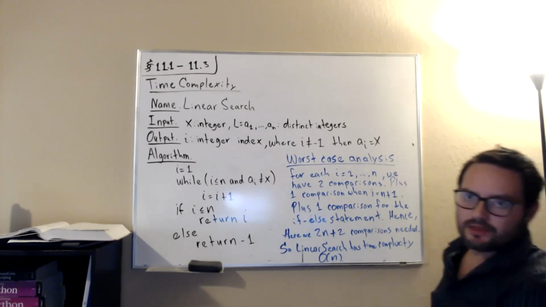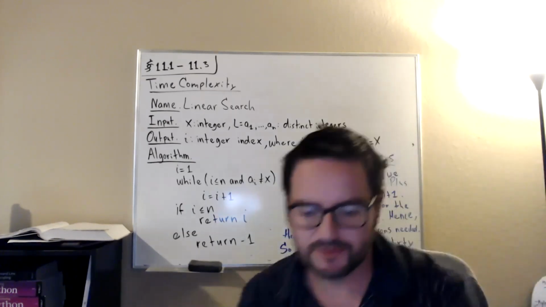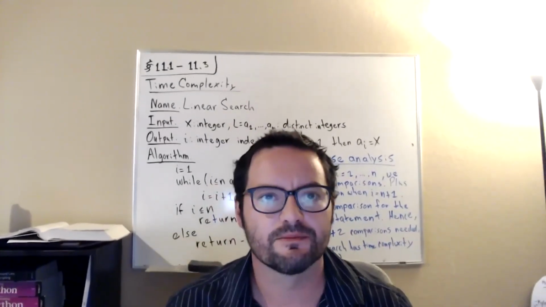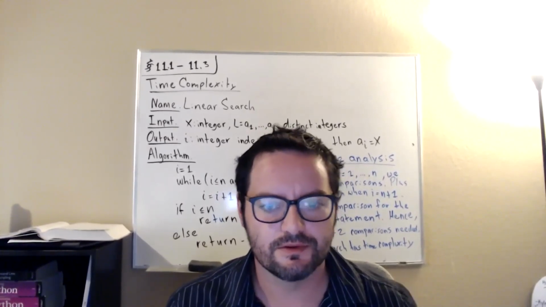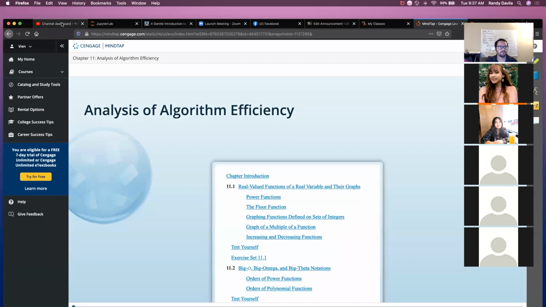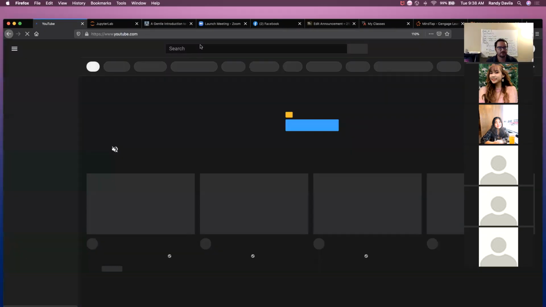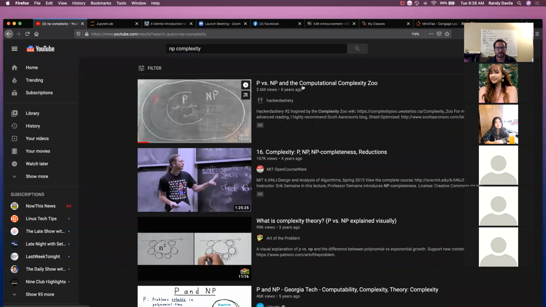I guess that will be it for today's lecture. I want to give you time to make sure that you're caught up on my other YouTube videos involving algorithms, and then also start reading through chapter 11. There's a video, P versus NP in the Computational Complexity Zoo. Watch this. It's really interesting, and it will shed light on one of the most famous problems in all of computer science and mathematics.